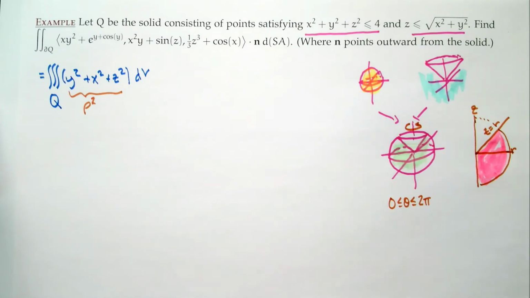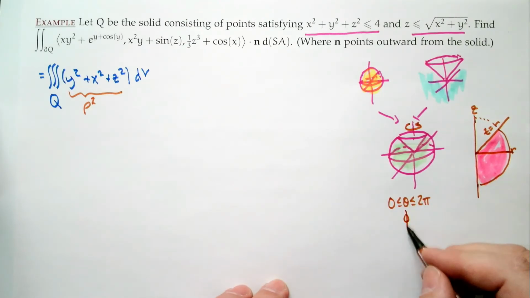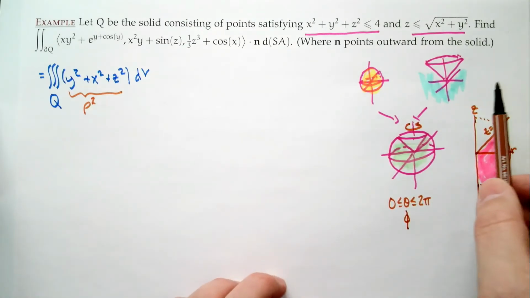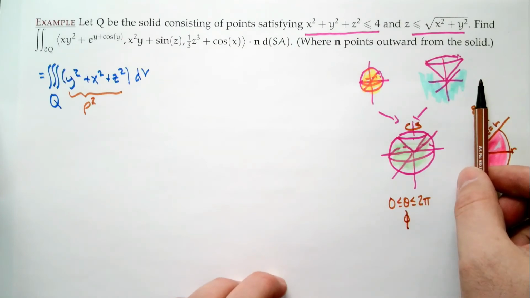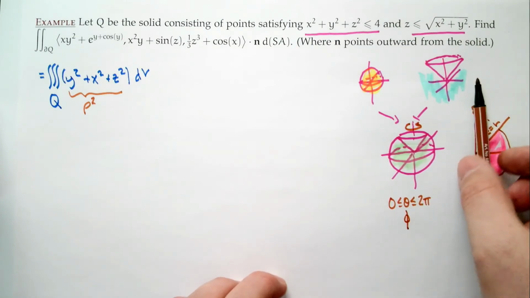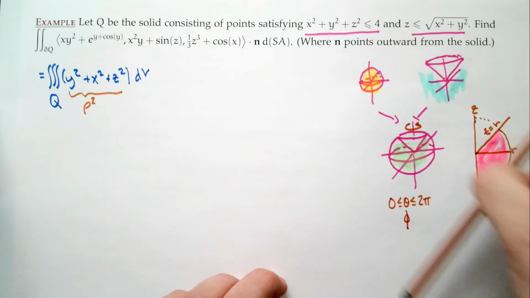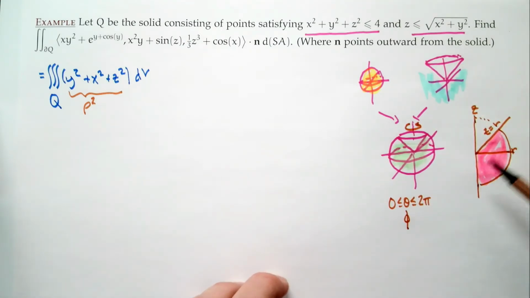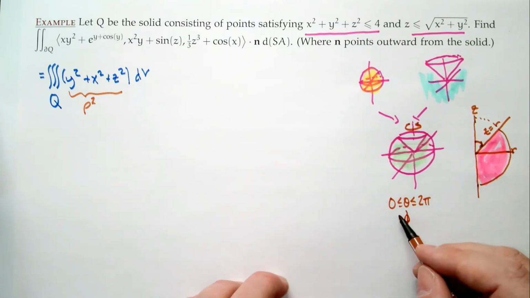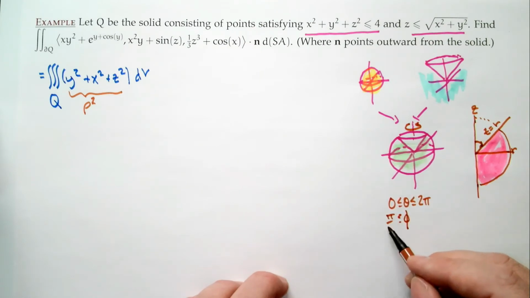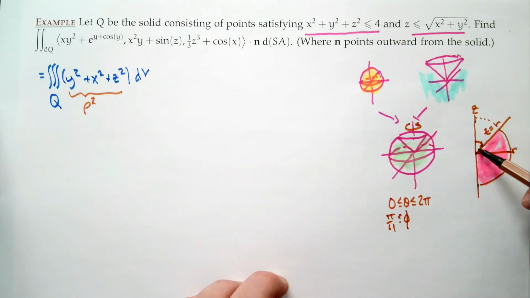Now we're ready to talk about our other two bounds. So how about phi? Well, phi equals 0 tells us how we come off the z-axis. So phi equals 0 is straight up the z-axis. I don't hit anything until I hit z equals r. Z equals r corresponds to what angle for phi? Pi fourths. So I start at pi fourths, because if I come out at an angle below pi fourths, I don't hit anything.